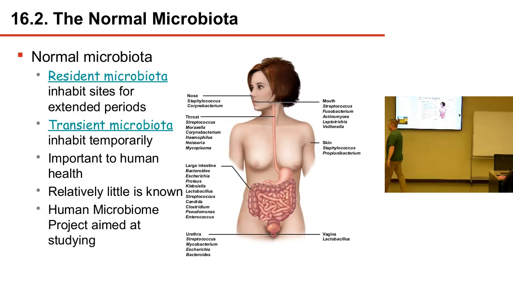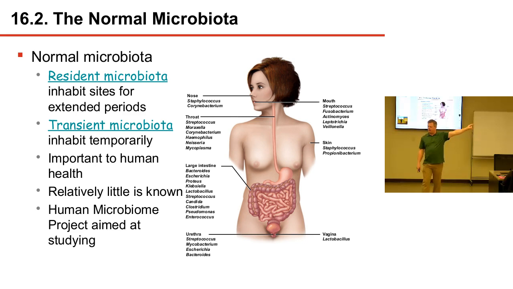All right, so normal microbiota. We have the resident and transient. Again, nothing but terminology in this chapter. Resident microbiota are the ones that inhabit sites for an extended period of time. Can your resident microbiota change? Absolutely, when you leave the locale that you're in. So let's say you decide to permanently move to Paris, and you're going to stay there for multiple years. Your resident microbiota are going to change. But if you just go on a trip to Paris for a week or two, your normal microbiota are not going to change. They're still going to be there for an extended period of time.